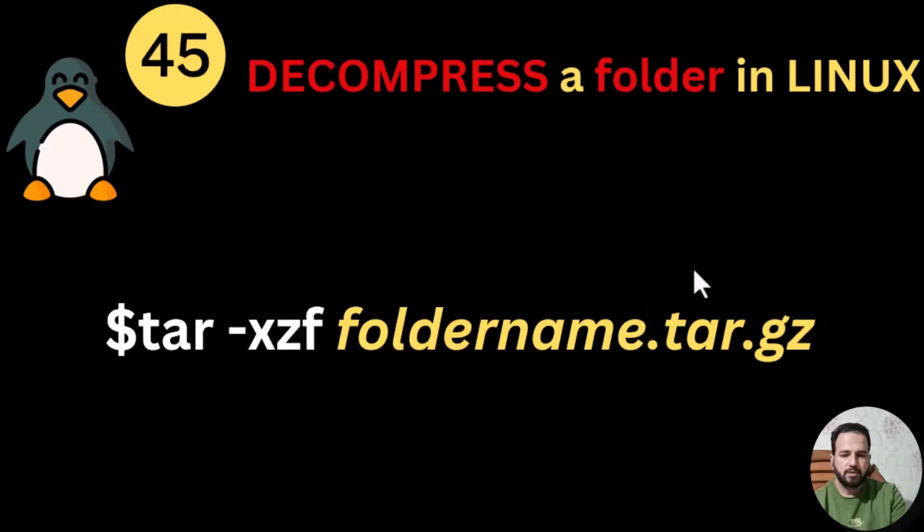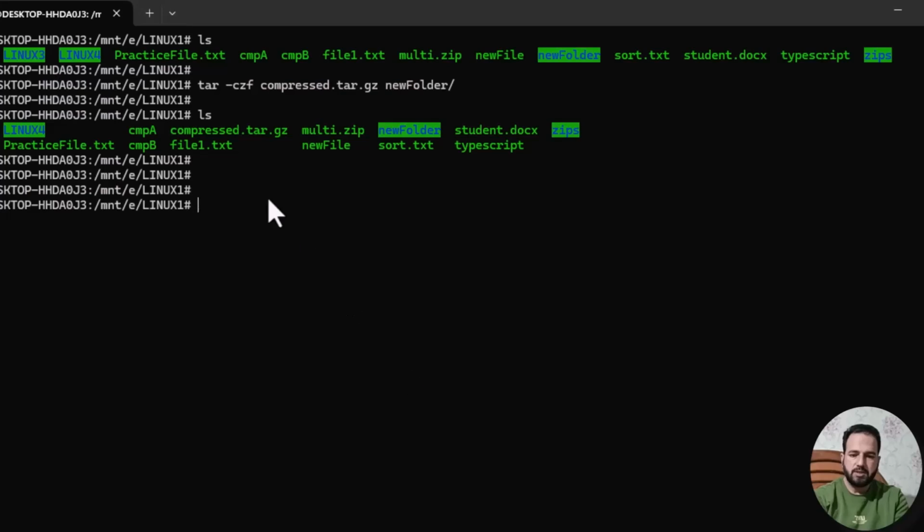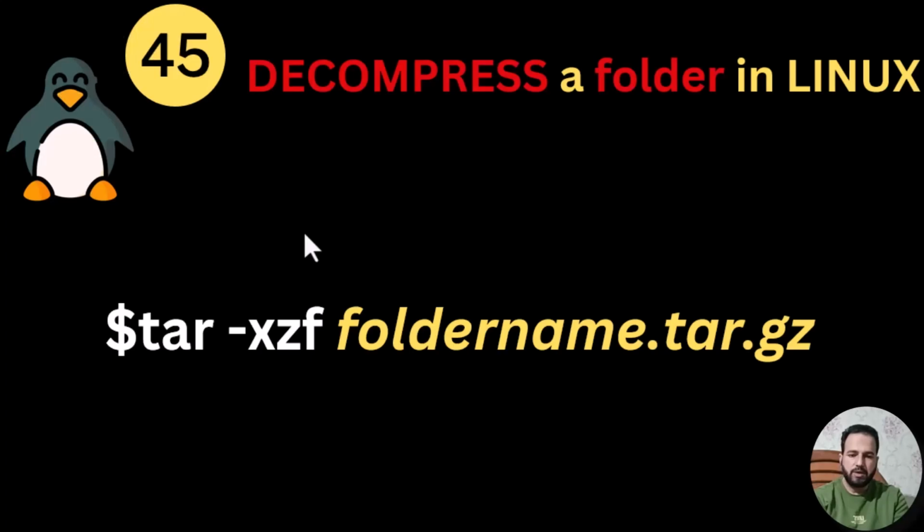Next is your decompression command. Okay, to decompress a folder in Linux. So for that the command is tar -xzf, then the folder name. We have just compressed a folder with the name compressed.tar.gz that you can see in the terminal. This is the folder. So now at this point I am not going to implement this command for decompression.